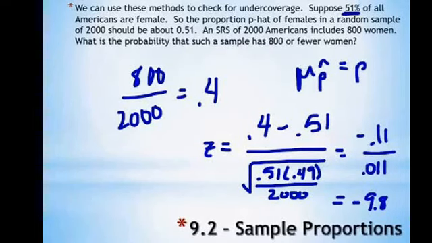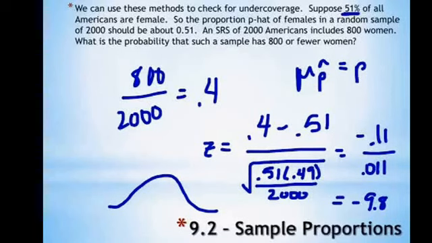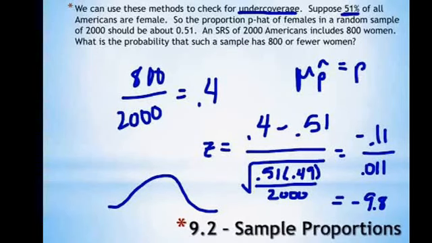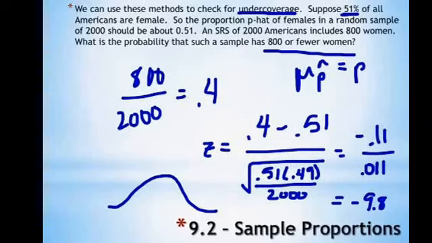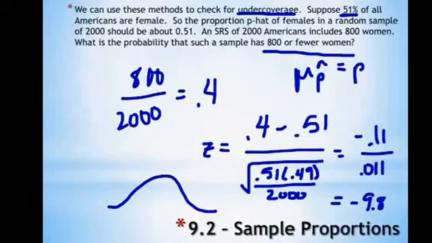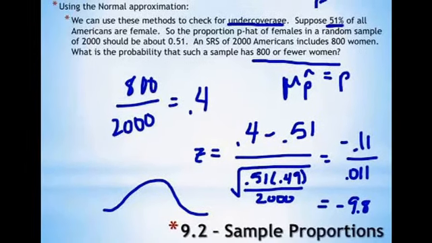That is so far. If you look at our normal curve, and if you look at your chart, I think the lowest it goes is negative 3.5. Well, negative 9 is so far away, so that's definitely undercoverage there, because that should not happen. If we have a sample that should represent all of our Americans, then 51% of them should be women. So more than half, more than 1,000 should be in our sample. So it's almost never going to occur that we get only 800 or fewer women. So this is a good way to check for undercoverage if we wanted to test to see if our sample was accurate or not.